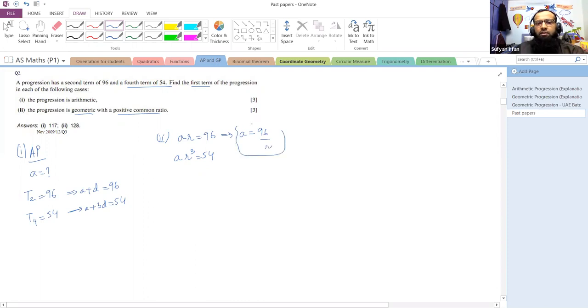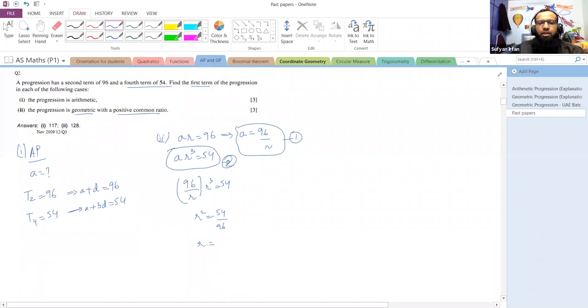Let's make A the subject, which is 96 upon R. This is the first equation. Let's take the second equation. Let's substitute the first equation in the second one. In place of A, we'll substitute 96 upon R. It will be R cube equals 54. It will become R square equals 54 upon 96.